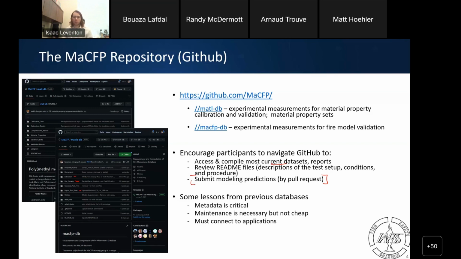And I want to thank Randy, who just hopped on, for being a lead and maintaining that. And as we identify all the cases we're looking at, we need to make sure that all of this connects to some application of interest to the fire modeling field. So there's our repo.